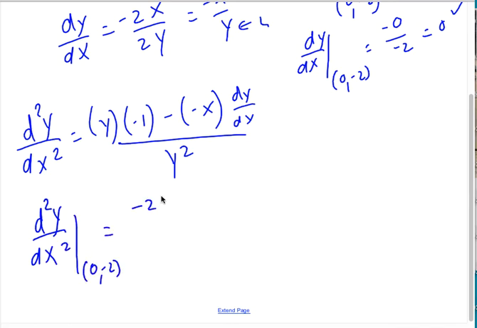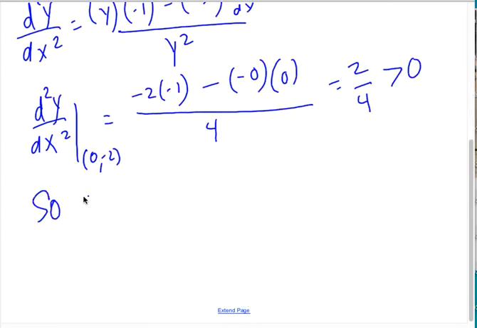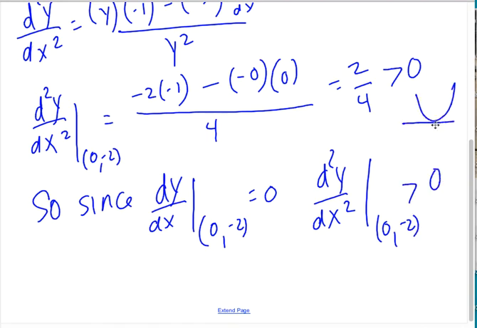So I'm going to get -2 times -1 minus a -0 times a 0, because we already established that dy/dx was 0 at this point, all over a 4, right, because it'd be -2 squared. So I seem to get 2 on top of 4, which is greater than 0. So since dy/dx evaluated at (0, -2) was 0, and d squared y dx squared evaluated at (0, -2) was greater than 0, and if you need that picture, you can see concave up here.